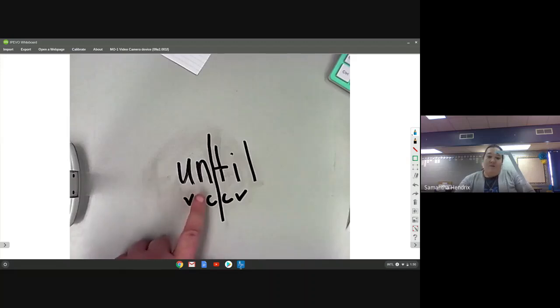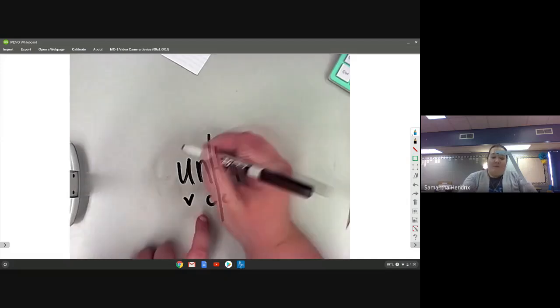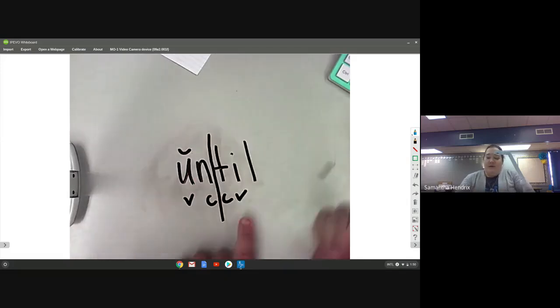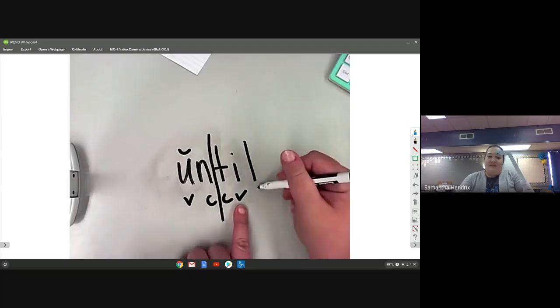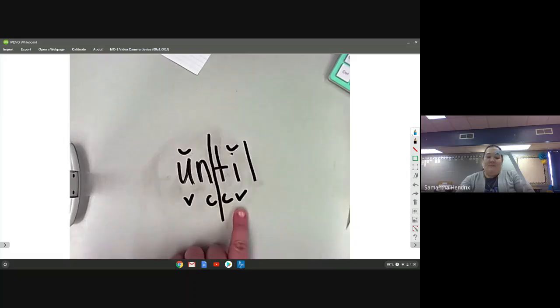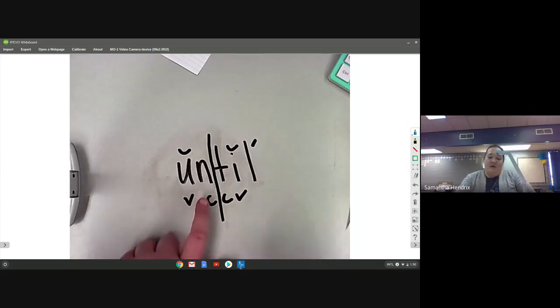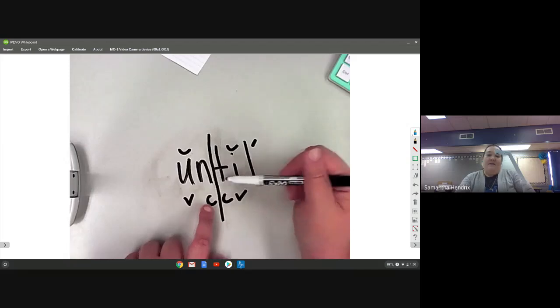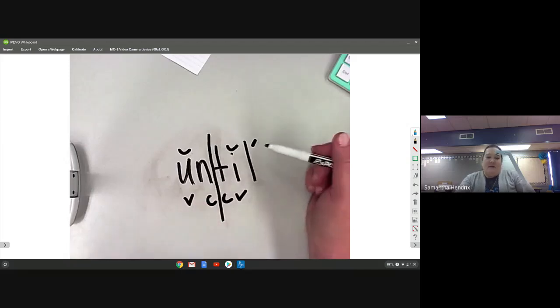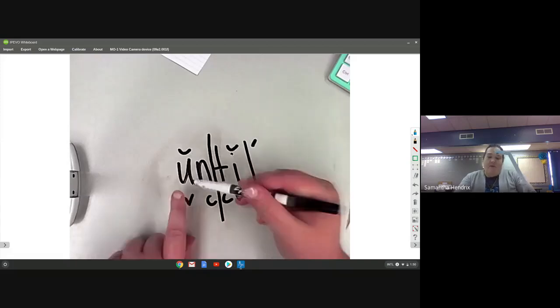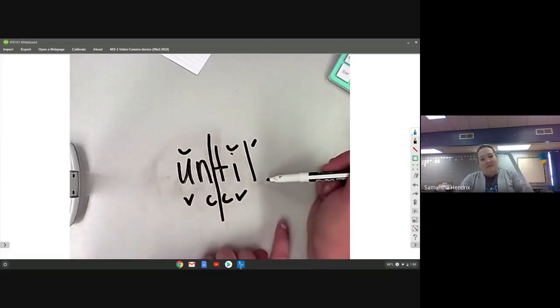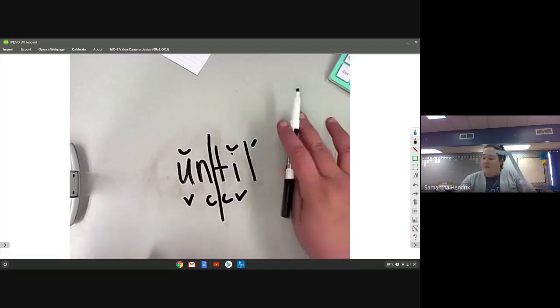We have a vowel followed by a consonant. So this is going to be short or long? Short. So we put a breve. Good job. Here we have a vowel followed by a consonant. It's going to be short. This is one of those words where the accent mark goes at the end. So we pronounce this word until. It's not until, we say it until. Good job.